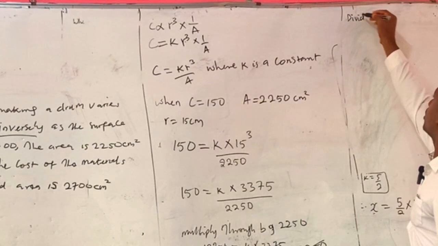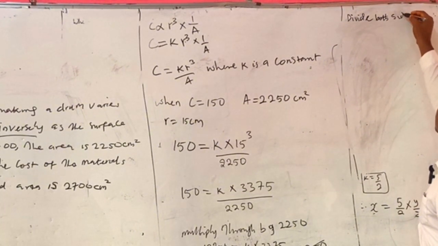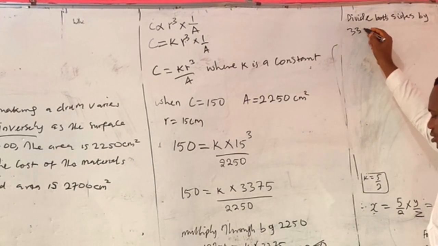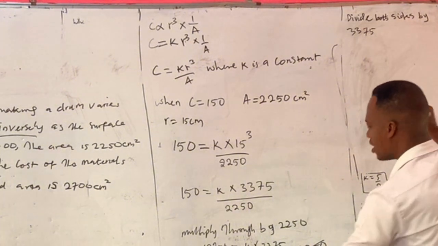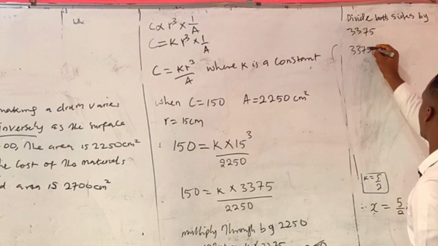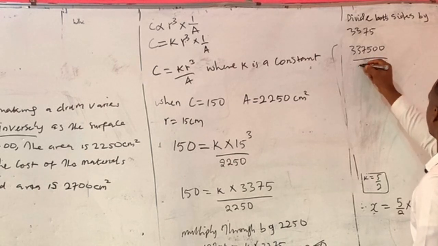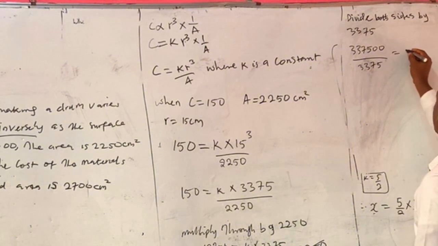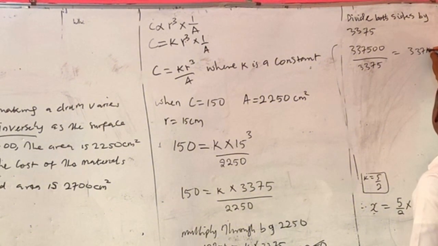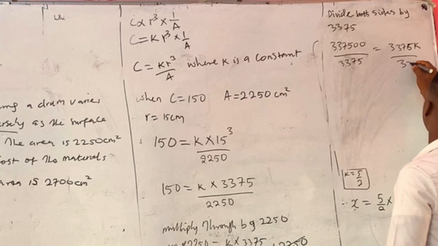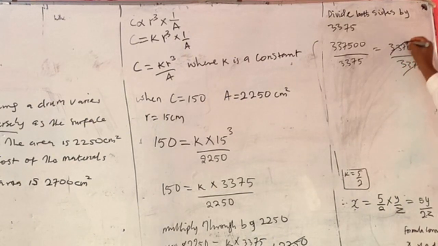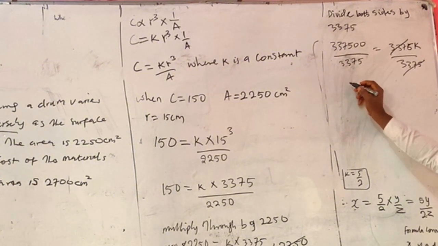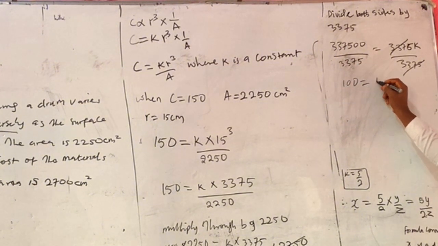Divide both sides by 3375. So on the left side, we have 337,500 all over 3375 is equal to 3375K all over 3375. Okay, this is one. Merely looking at this, you can see that we still have this. So that's like 100. So 100 here is equal to K.